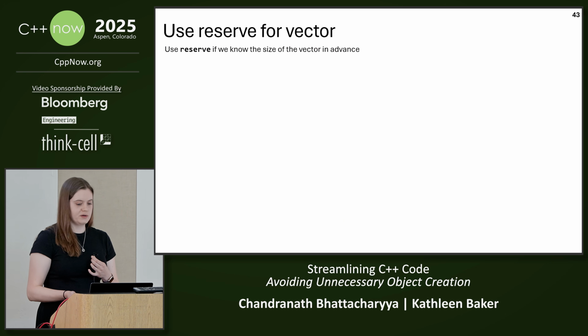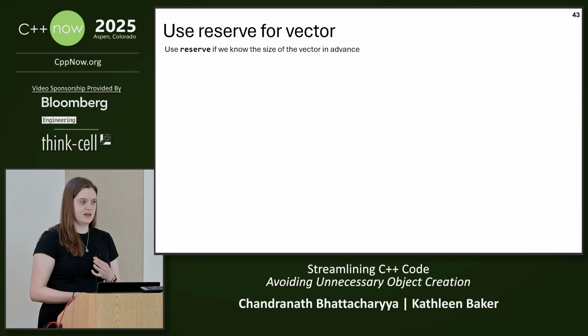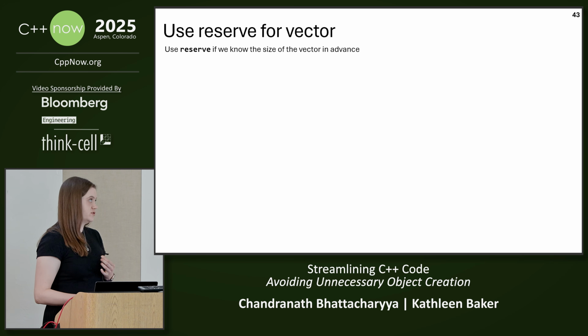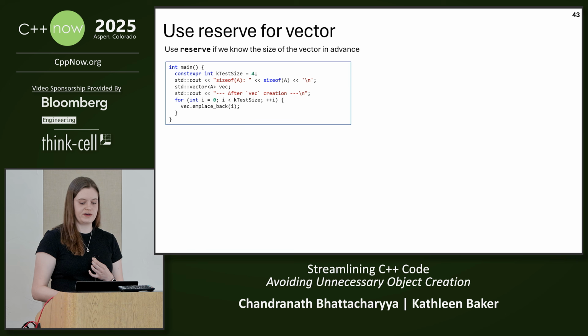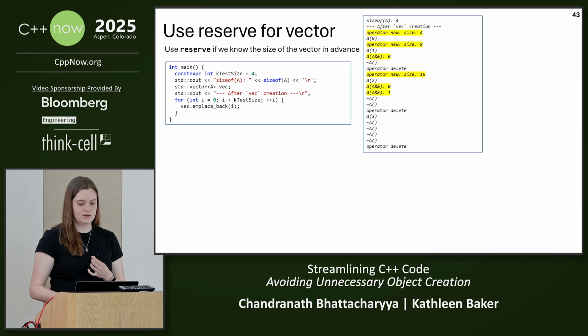We used reserve to prevent extra objects when concatenating strings, and now let's see how reserve can help with vectors as well. In main, we're creating a vector of size 4. We use a for loop to emplace back 4 objects of type A. Operator new is called 3 times, first with size 4, then size 8, and then size 16 to resize the vector to hold the objects we're adding. The move constructor for each object is also called every time a new vector size is allocated to move the objects into the new vector.